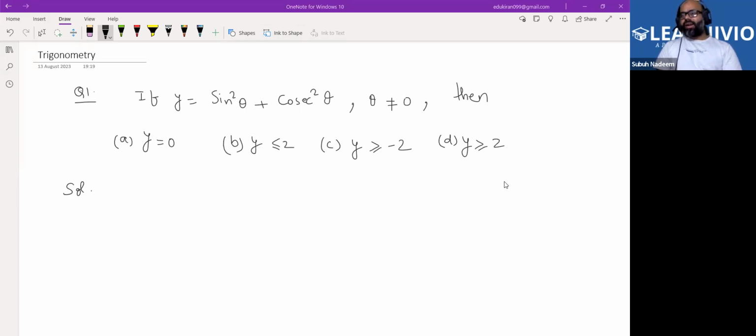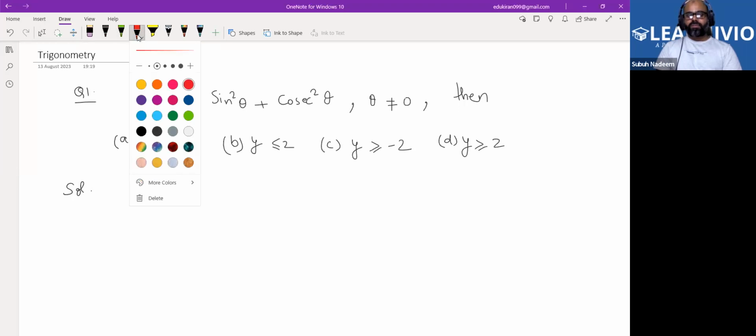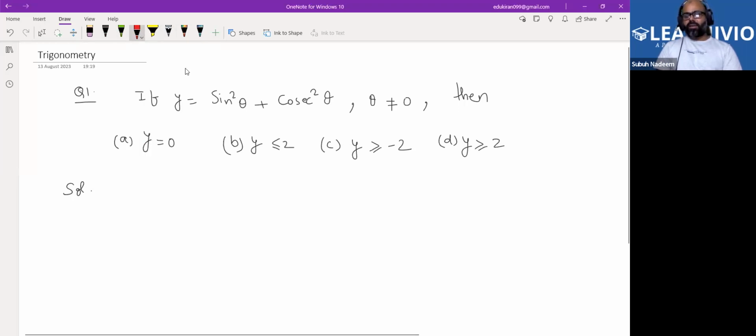You can share your idea how you are trying it. Sir, we can expand sine square theta and cosec square theta. What do you mean by expanding it? Sir, like using formulas. Which formula? Sorry, I was actually finding the formula.